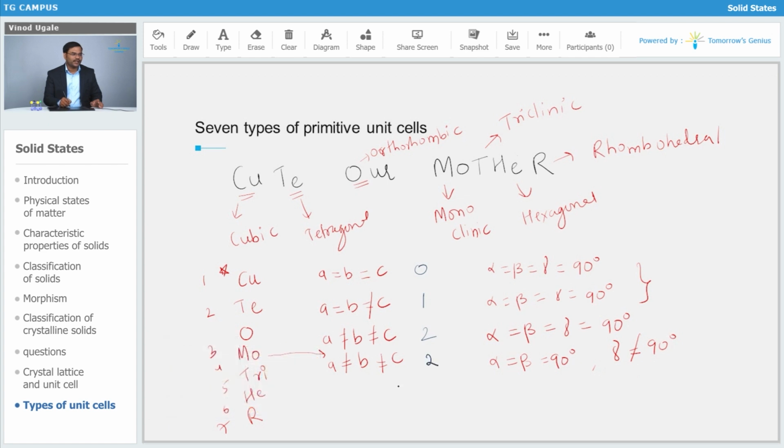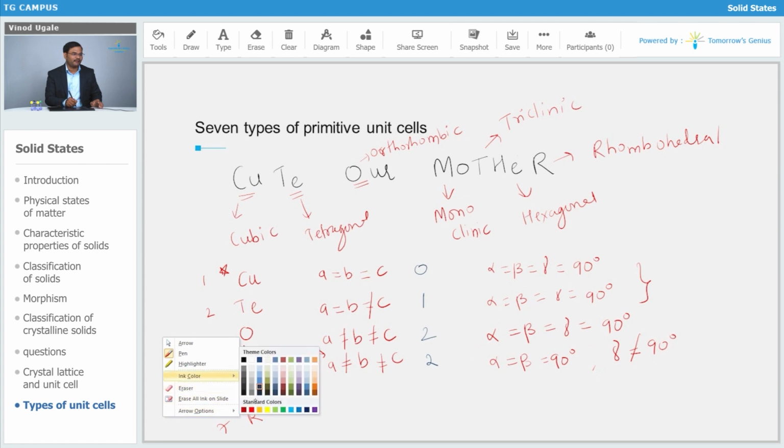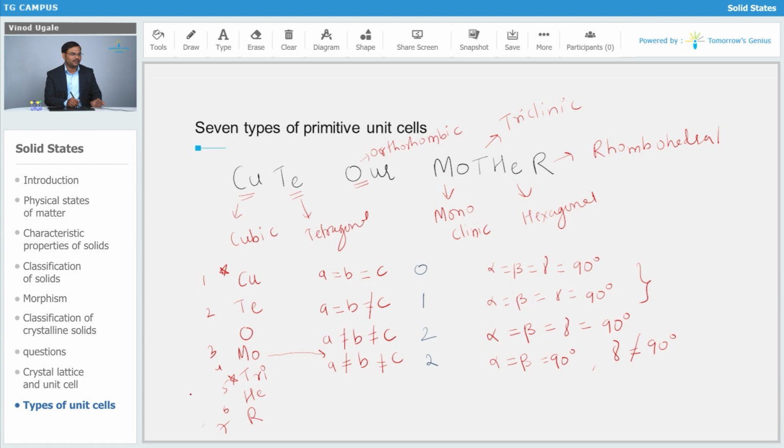Okay. So again in case of triclinic, now triclinic is very easy to remember, because we know that it is going to be most unsymmetrical. So again what we can say, A is not equal to B, not equal to C, and in case of triclinic, as it is unsymmetrical, all angles are not going to be equal to 90 degree. Are you getting it? All angles are not equal to 90 degree.